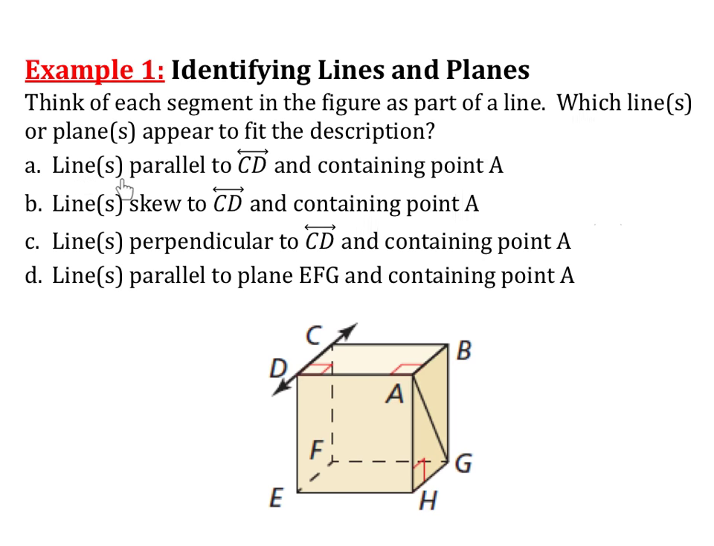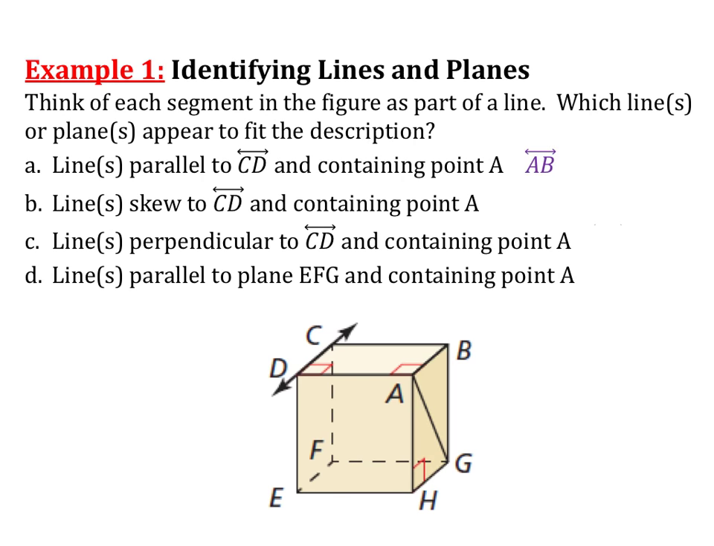Which line or lines are parallel to line CD and containing point A? Well, here's point A, and here's line CD. And we want a line that is parallel to line CD that contains point A. So that could be line AB. And that looks like our only example that would also contain point A, which is very important to the description.